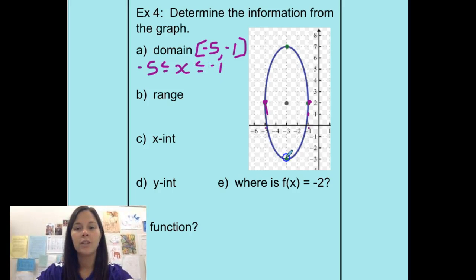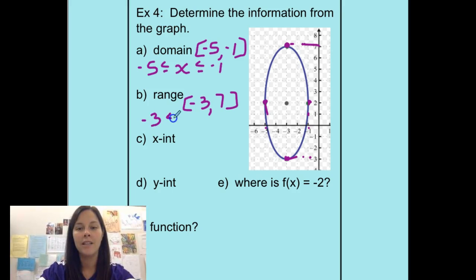For our range, we're looking at our y values, thinking about a horizontal line crossing the graph, and reading that off of the y-axis. Our graph starts at -3 and goes up to +7. In inequality notation, that would be -3 ≤ y ≤ 7.